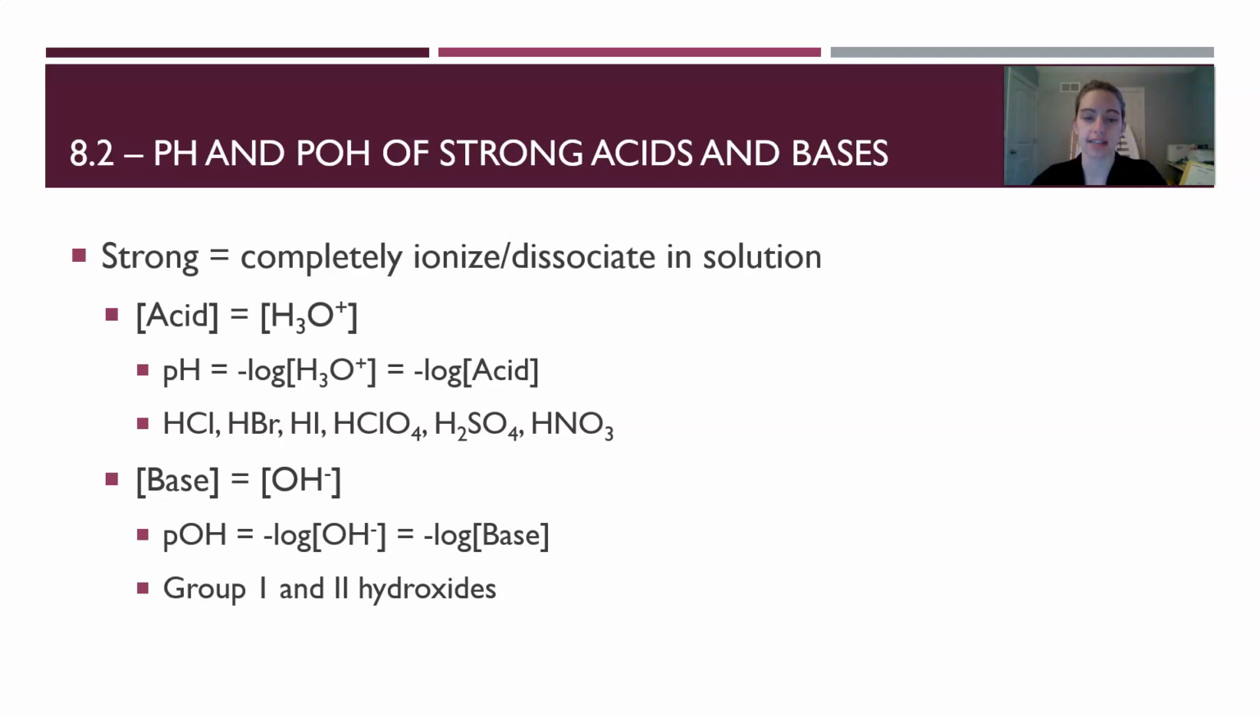When we talk about strong acids and bases, we can assume that the concentration of the acid is the same as the concentration of the hydronium ion, and the concentration of the base is equal to the concentration of the hydroxide ion. We make this assumption because we've said that they're strong, and strong means that they completely dissociate. So that tells us that the concentration of our ion is the same as the concentration of the molecule or compound together. This means when we go to calculate pH for an acid, it's the negative log of the hydronium ion concentration, which in this case, if the hydronium ion concentration is equal to the acid concentration, pH is simply the negative log of the concentration of the acid.